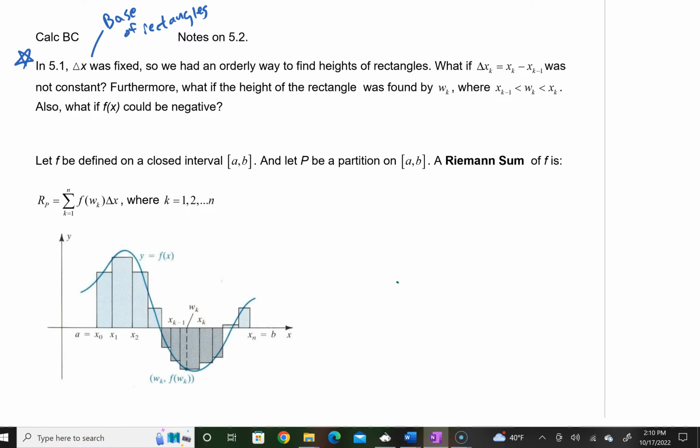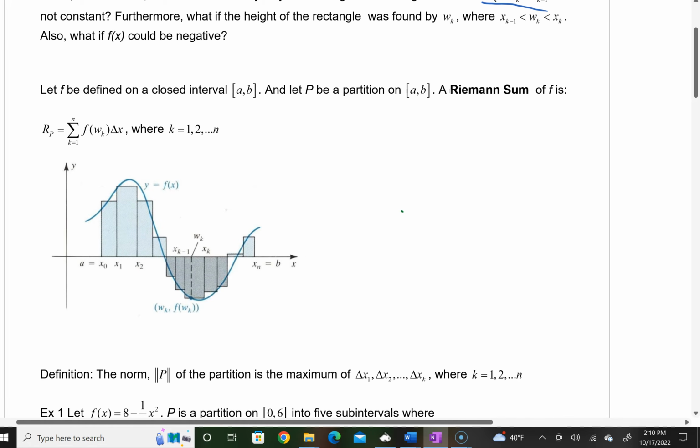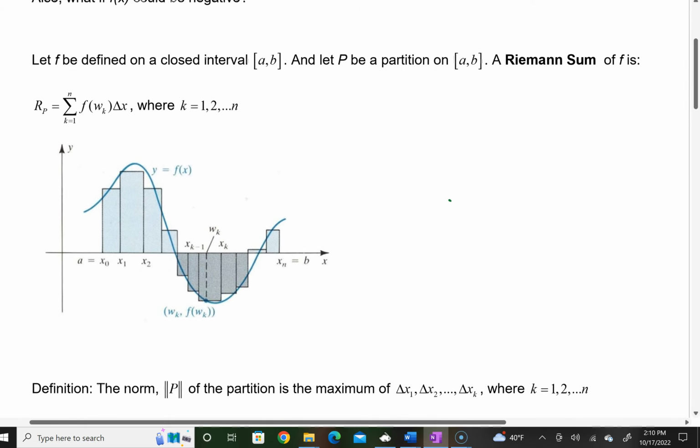But what if delta x, which is just on a sub-partition x sub k minus x sub k minus 1, was not constant? Furthermore, what if the height wasn't necessarily found by a left endpoint, right endpoint, or a midpoint? What if it was found by w sub k, like a wherever x value somewhere between the endpoints, including the endpoints themselves? Also, what if f of x could be negative? Wow. Well, then we would get something that would look like this picture here.